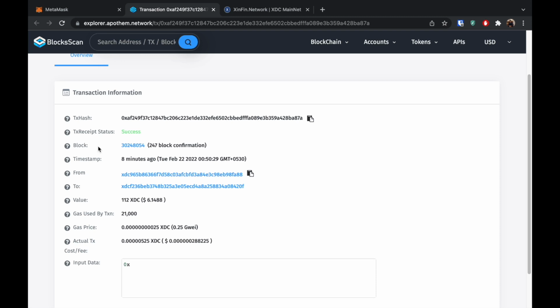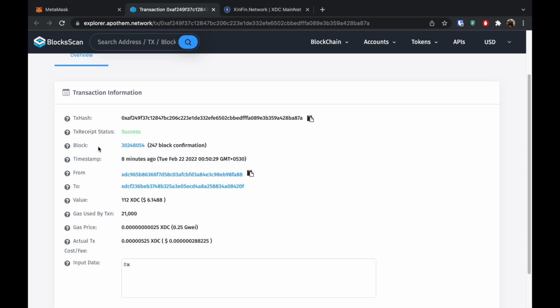Block here tells us which block it got confirmed in. So in the 30248054th block is when this particular transaction got confirmed. Apart from that, it tells us the timestamp, which is the exact time at which this particular transaction was confirmed. So it's telling me that it was confirmed 8 minutes ago. It also tells us two more things: the from address and the to address.